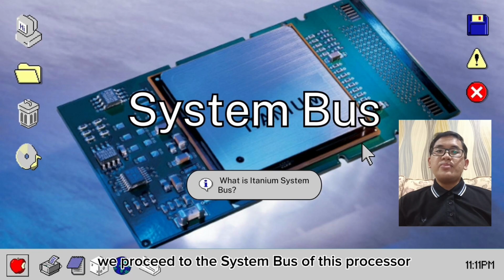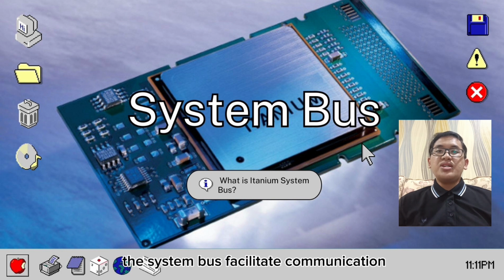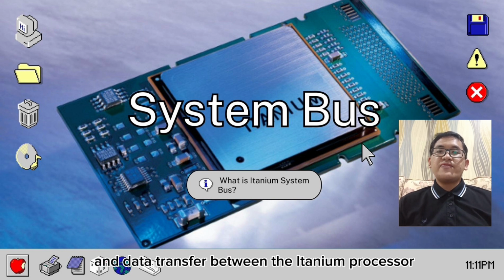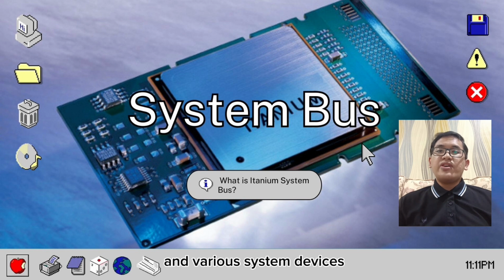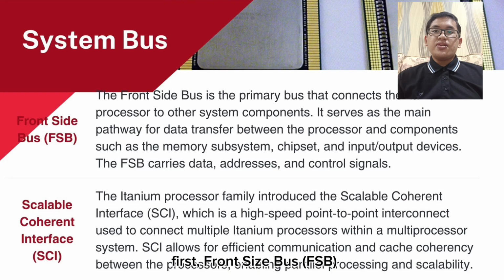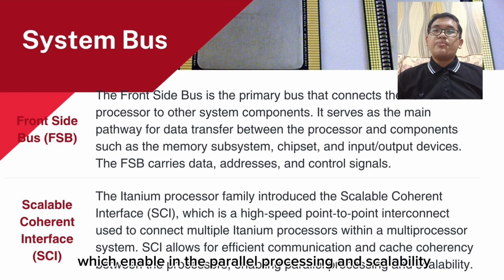We proceed to the system bus of the processor. The system bus facilitates communication and data transfer between the Itanium processor and various system devices. First, the front side bus (FSB), which is the primary bus that connects the Itanium processor to the other system components. Second, the Itanium processor family introduced the scalable coherent interface, which is a high-speed point-to-point bus used to connect multiple Itanium processors within a multi-processor system, enabling parallel processing and scalability.